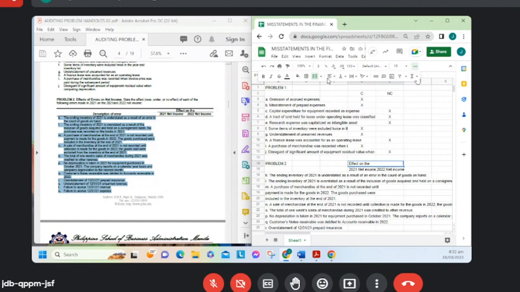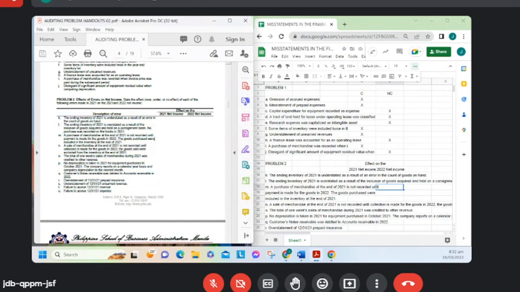Okay, problem number two. We are asked to determine the effect of the errors made in 2021 on the 2021 and 2022 net income. The ending inventory of 2021 is understated as a result of an error in the count of goods on hand. So it means ending inventory is lower. What's the impact on the net income?